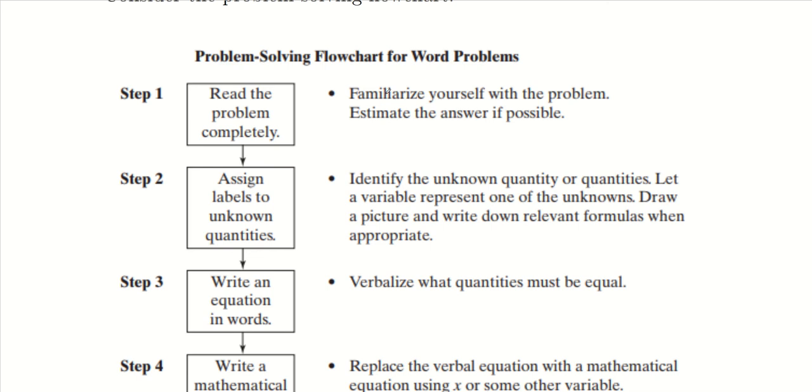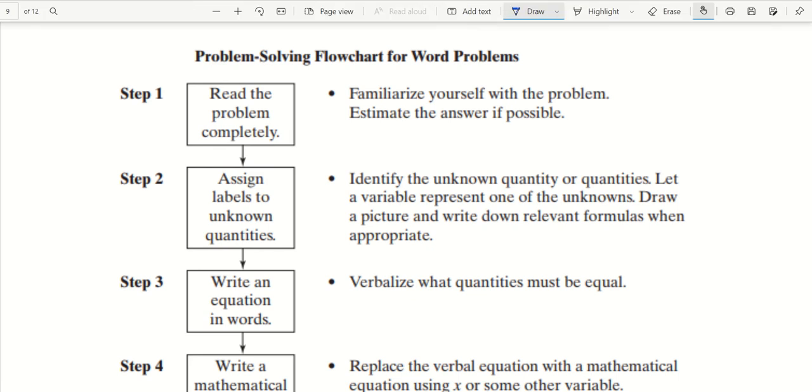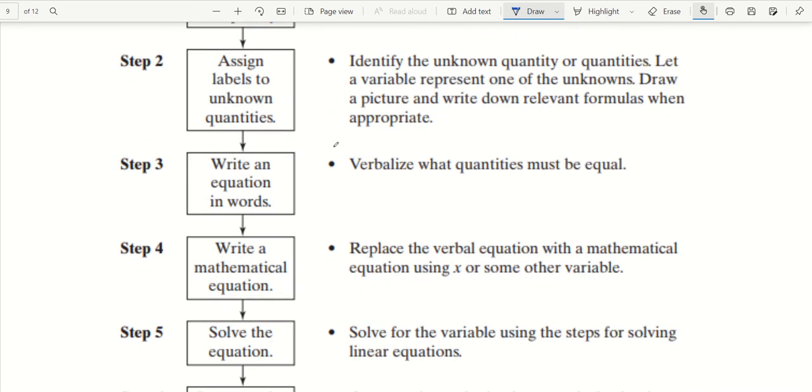Okay. And then if you can have some kind of intuition going into the problem as to what you might expect, that can oftentimes guide us to a reasonableness check at the end, to see whether our answer makes intuitive sense or perhaps not.